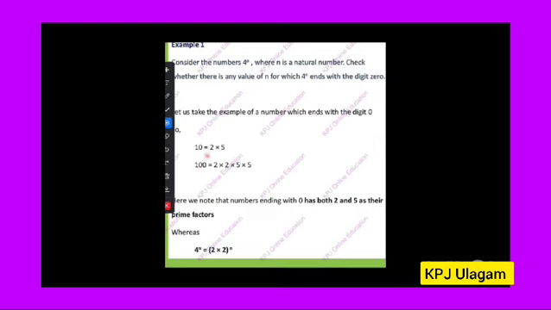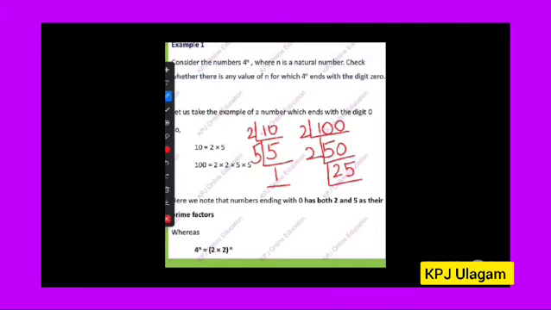The prime factorization of 10 is 2 into 5. The prime factorization of 100 is 2 into 2 into 5 into 5. So how do we find it? 10 divided by 2 is 5, and 5 divided by 5 is 1. Now again for 100, dividing by 2 it will become 50. Again I can divide by 2, so my answer will be 25. Again I can divide by 5, which will become 5, then 1.